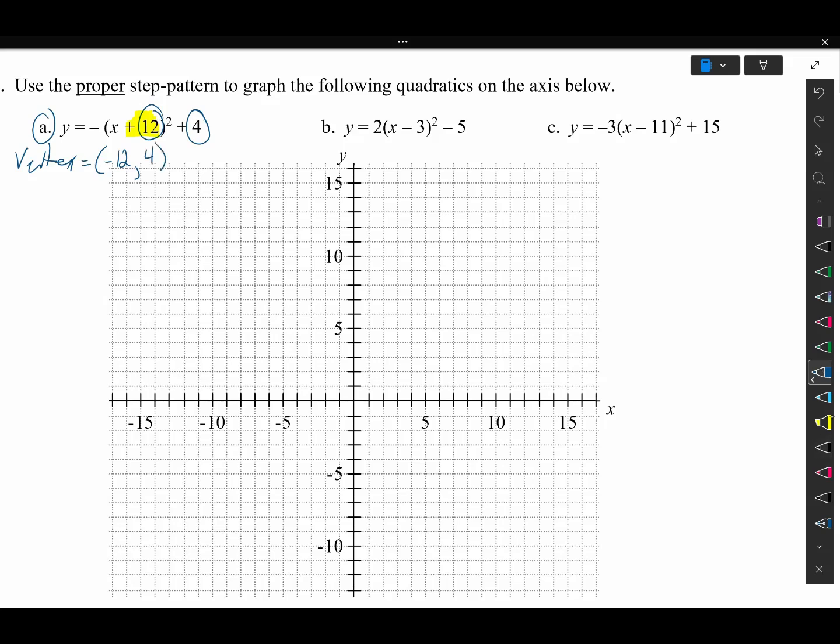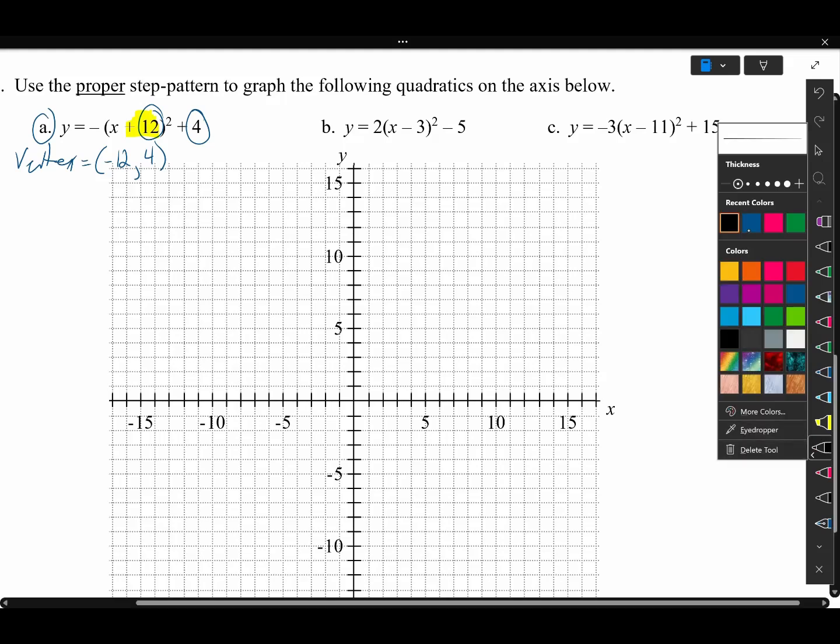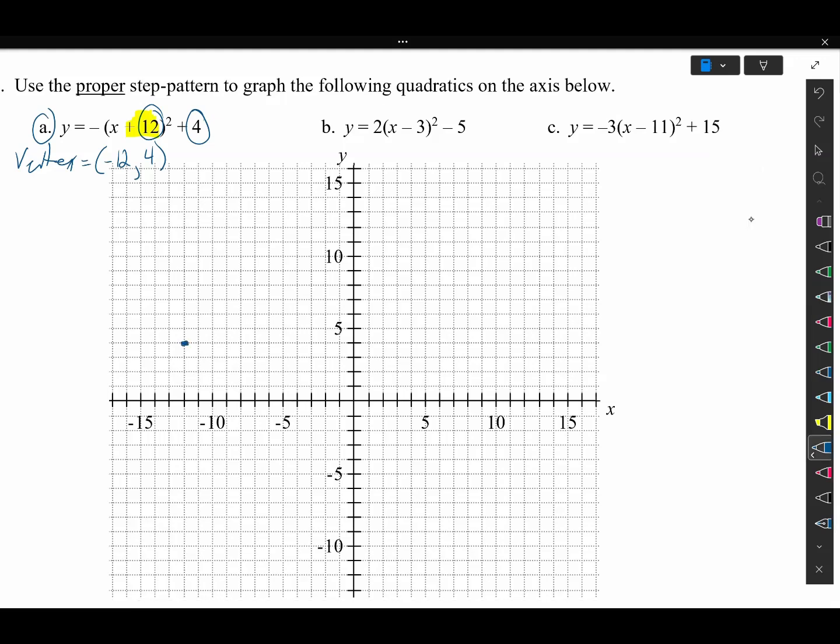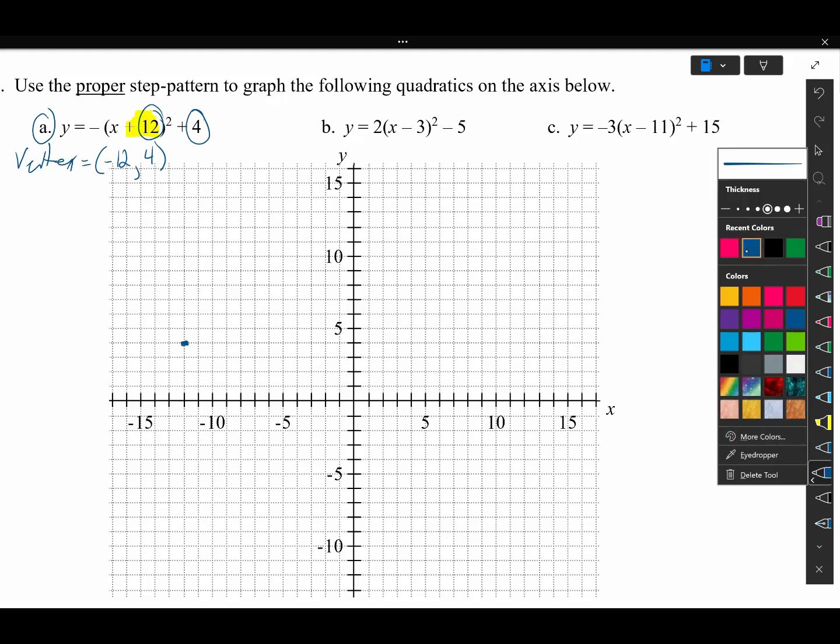So if our vertex then is at that point, we're working with negative 12, positive 4. Let's go there, negative 12, positive 4. We're working right here. All right, good job us. We have ourselves this point.